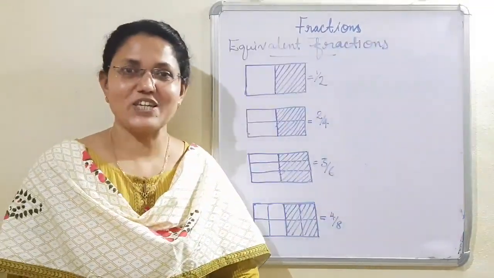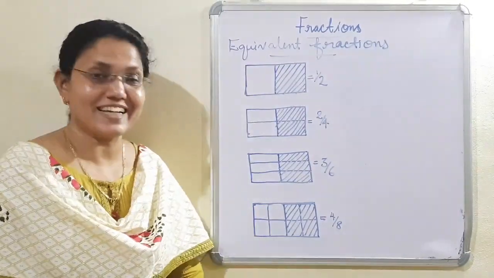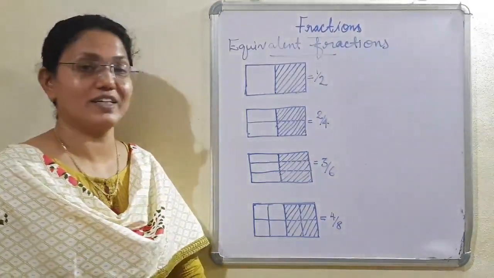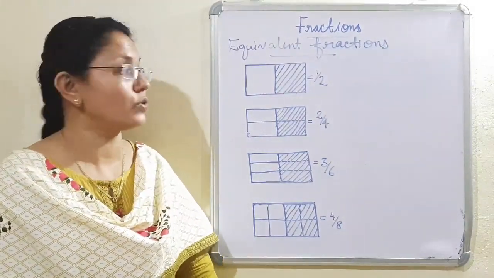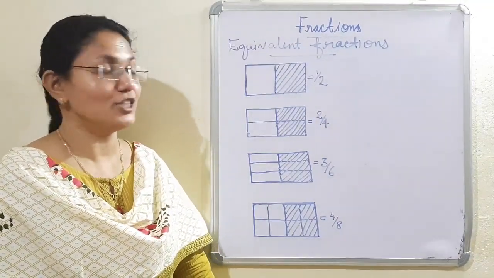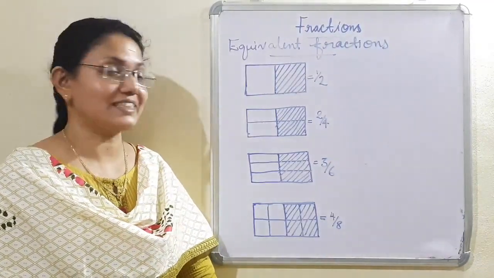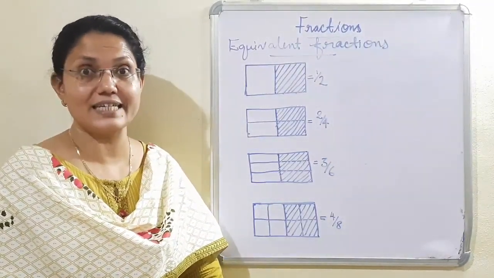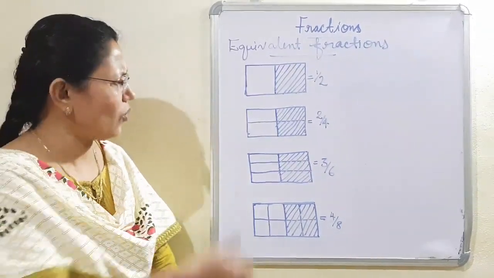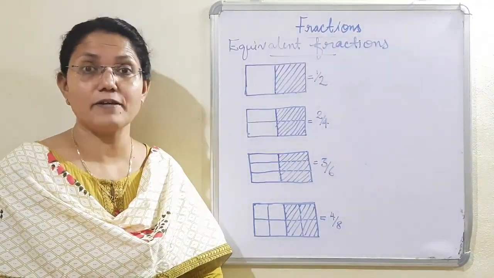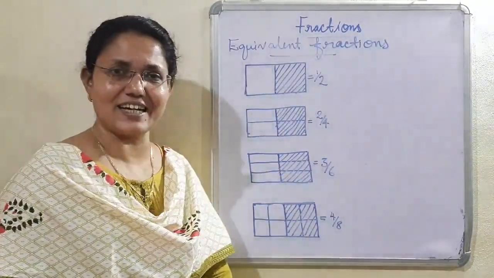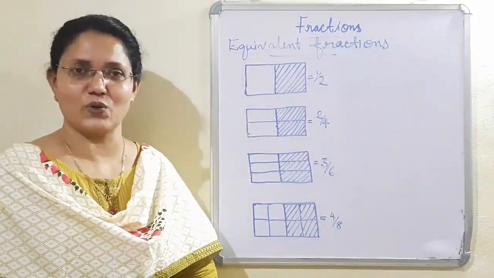Equivalent fractions. Dear children, here I have drawn 4 rectangles. In these 4 rectangles, the first rectangle has 2 parts, out of 2, 1 is shaded. The second rectangle has 4 parts, out of 4, 2 are shaded. And the third rectangle, 6 parts are there, out of 6, 3 are shaded. And the fourth rectangle, out of 8, 4 are shaded. All the rectangles are the same size also. And one more thing, in all these rectangles, the shaded parts are equal.